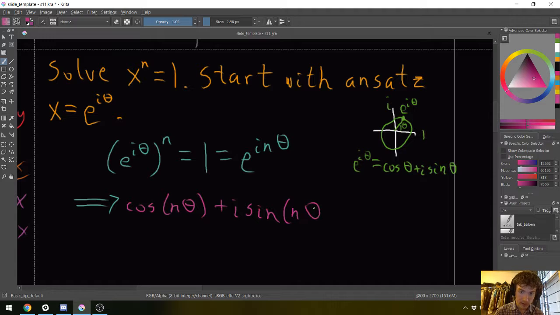Okay, well that's pretty easy to figure out, because now we just use this trick. This is a complex equation, right? So I'm going to write the right side a little more suggestively. 1 is 1 plus 0 times i, right?